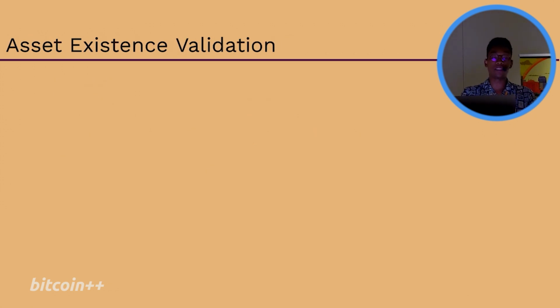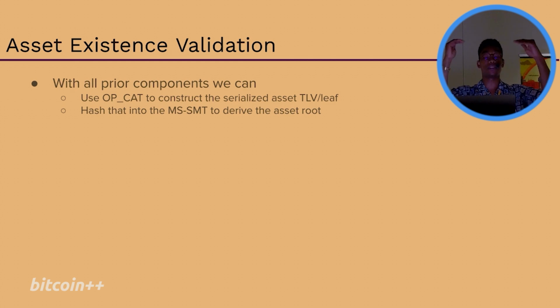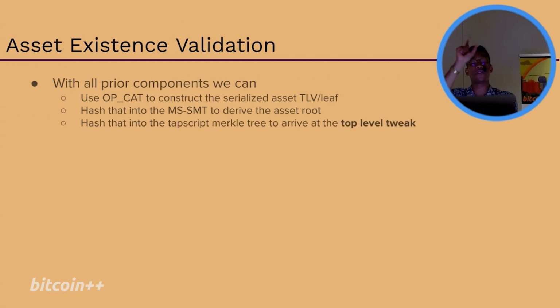So now that we have all that, we can say, okay, well, how do we actually validate an asset? So first, we can use OP_CAT to construct the serialized TLV leaf, which is basically some attributes. For example, this is the asset ID, the amount, the metadata, the script key, and other information like that, on the script key layer. Then you're going to hash that into the SMT root to derive this top-level script, which is then committed to within the tapscript tree. Then you're going to do another hashing layer beyond that to actually get the tweak that's going to be part of the Taproot output, basically.